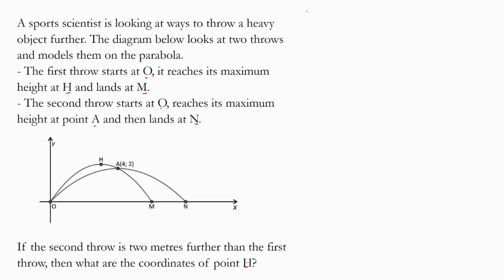Remember that a parabola is symmetrical. Let's look at the second throw, from the origin to this point here. This is the axis of symmetry for the second throw. It is 4 units, so we can say the coordinates of this point are 4, 0. Then from this point to N should be another 4 units. So 4 plus 4 is 8, which means N should be 8, 0.